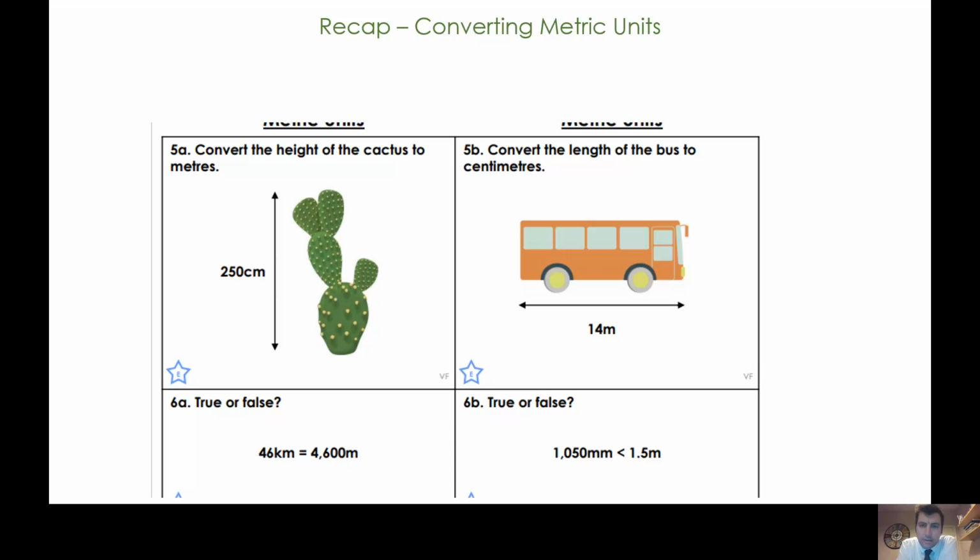Okay, a couple of sheets now. These will just be shown on the PowerPoint, which you'll see in the video. You won't have these electronically. First of all, you've got to convert the height of the cactus to meters, then the length of the bus to centimeters. So make sure you're using the correct conversion technique, and also your answer is the correct unit of measurement. Pause it whilst you look at those and those true or falses.